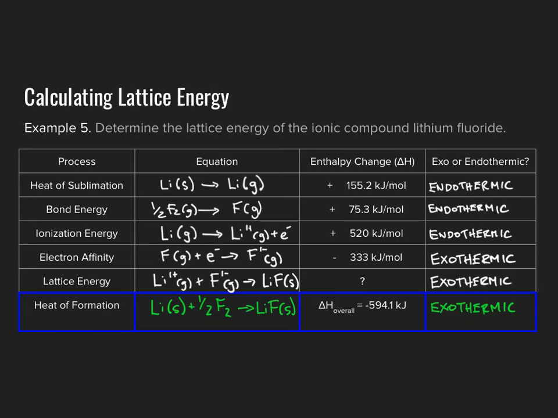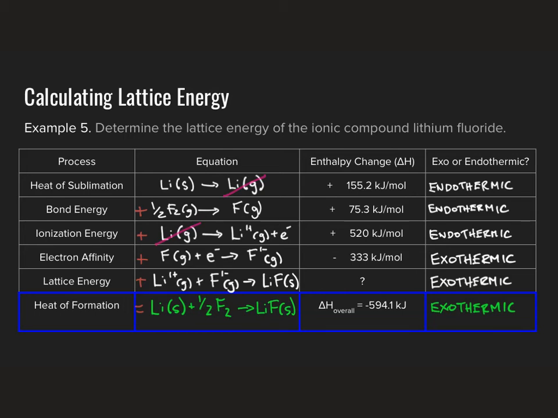And now that I've gone through and had a look at all of those steps, let's go ahead and think about how Hess's law applies. If I add each of those steps together, you'll notice that I can start canceling out a number of different things that end up on both sides of the equation. So to begin this cancellation process, you can note here that in my heat of sublimation reaction, I have lithium gas on the product side, and in my ionization energy step, I have lithium gas on the reactant side. So I can go ahead and cancel out lithium gas from both sides of that equation.